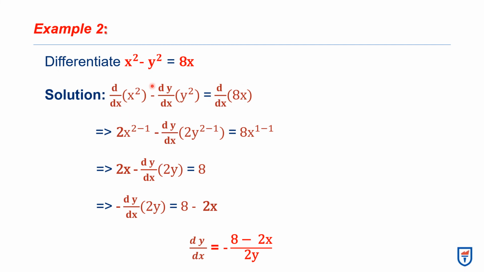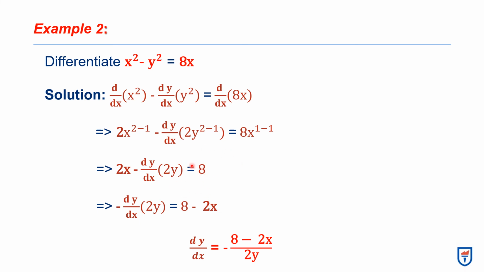Of 8x. So when you differentiate x squared using the power rule, we're going to have 2, which is our power, times x to the power 2 minus 1, minus. When you're differentiating y squared, you're going to get 2y to the power 2 minus 1, but we keep our dy dx. When you're differentiating an implicit function, wherever we're differentiating a y, we need to keep our dy dx. We don't remove it. So now we're differentiating also our 8x. 8x, we're going to get 8x to the power 1 minus 1. So this first term, 2x to the power 2 minus 1, is 2x, minus our dy dx 2y, equals 8.